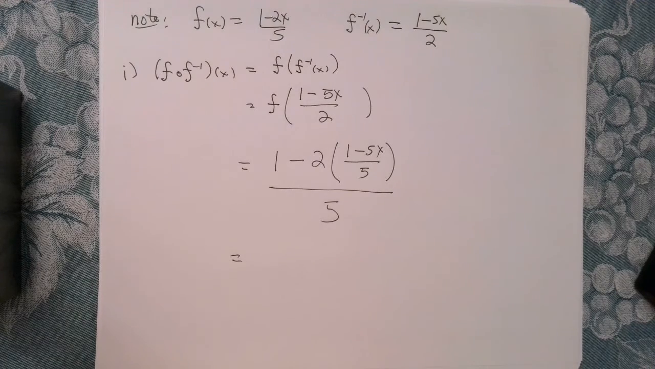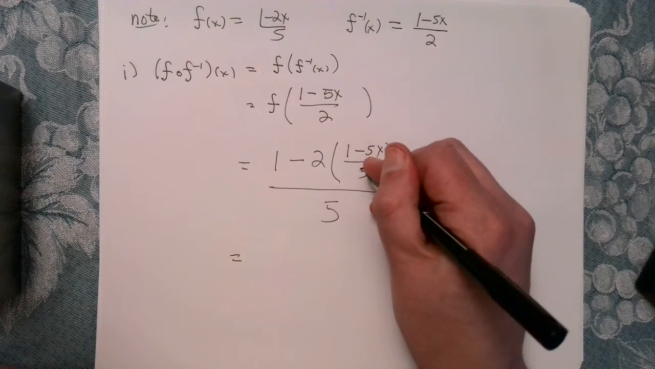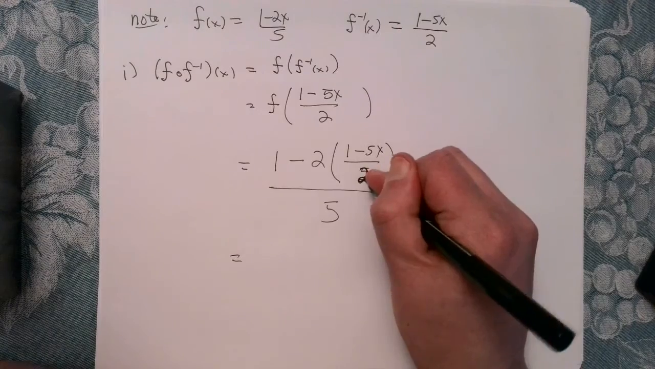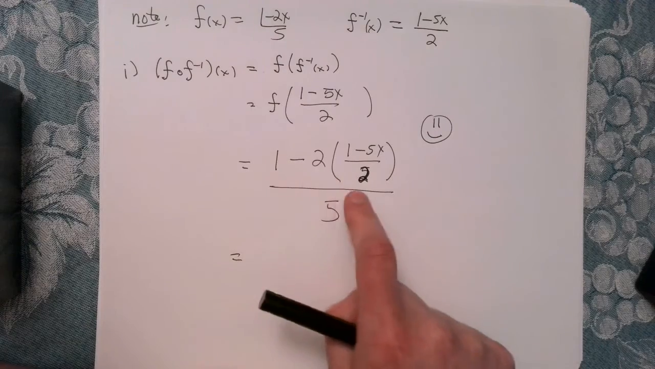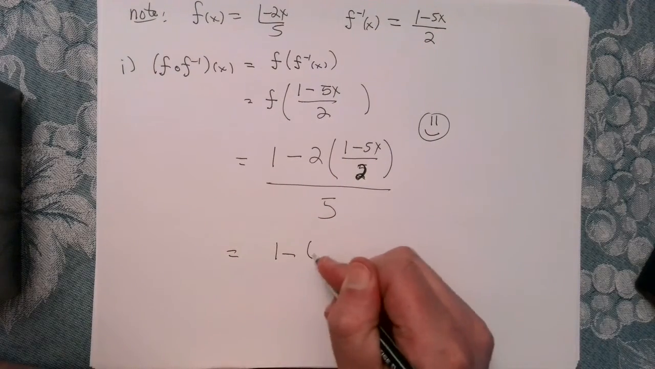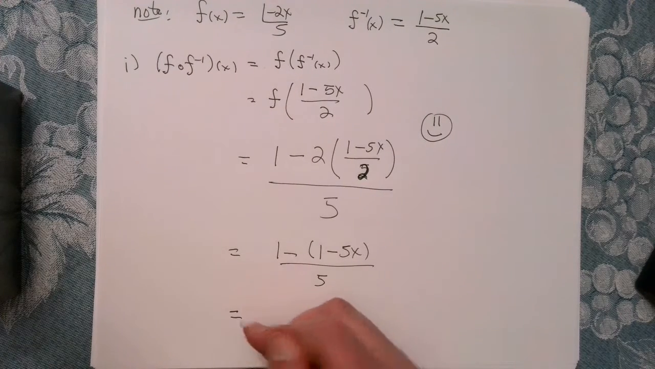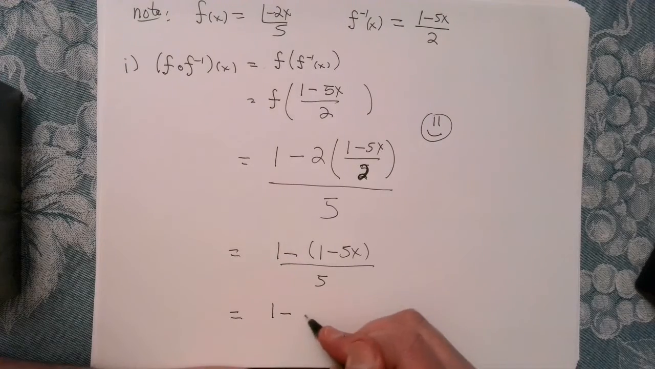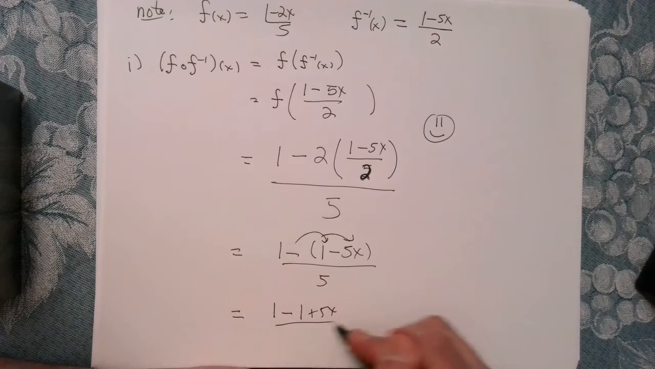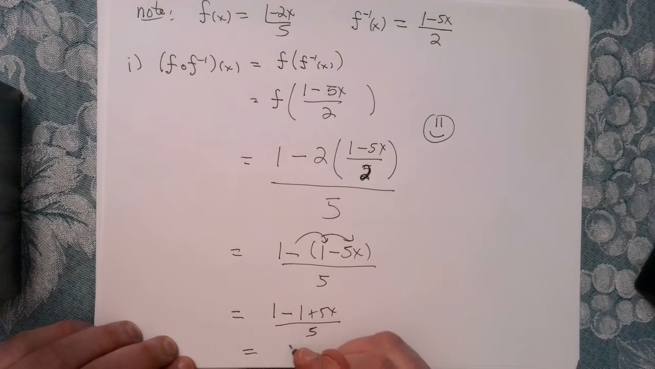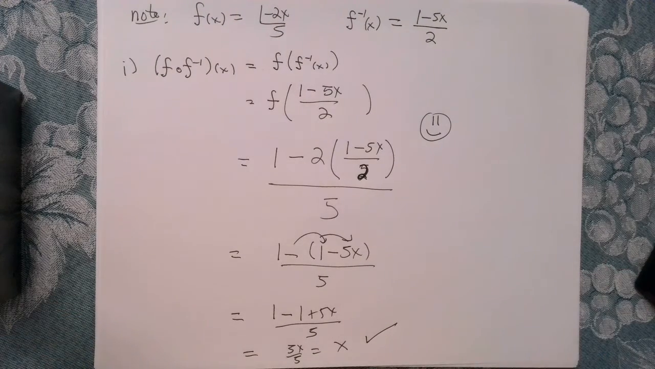Did you catch it? Look right here. Mistake of the day. There it is. That should be a 2. I had a 5 there. Okay, so we fixed that. Let's go ahead and cancel the 2's out. So we've got 1 minus 5x over 5. And then just distribute the minus 1. So, share the negativity here. It's minus 1 plus 5x over 5. But that's exactly 5x over 5, and that's exactly x. So that's good. We wanted that to happen.